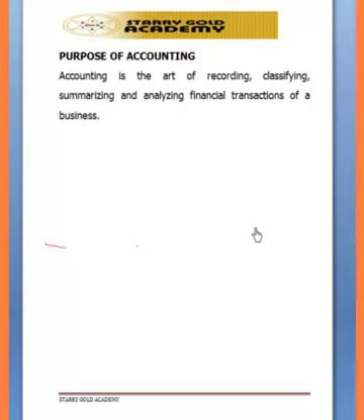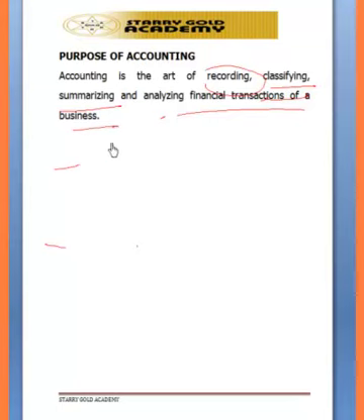So accounting is an art of recording, classifying, summarizing, and analyzing the financial transaction of a business. Okay, accounting transactions are classified into related groups of categories. The transactions can then be recorded in the books of original entry. So, not only recording, we classify these transactions into various categories as established earlier on.